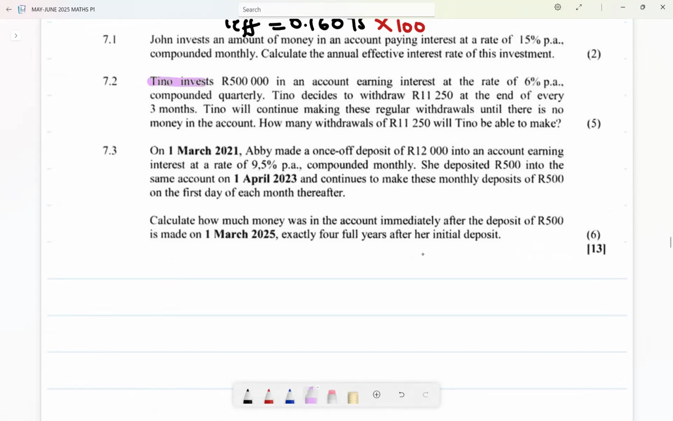So Tino again invests 500,000. So Tino, guys, is rich, in an account earning interest at a rate of 6% per annum, compounded quarterly. Okay, so Tino decides to withdraw 11,250 at the end of every 3 months. Tino will continue making these regular withdrawals until there is no money in the account. So, how many withdrawals of 11,250 will Tino be able to make?